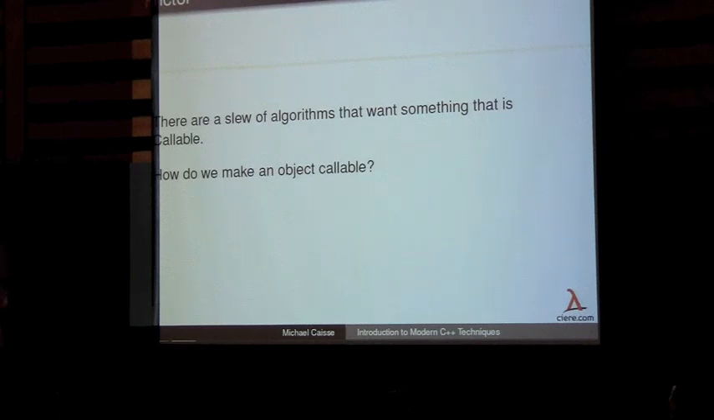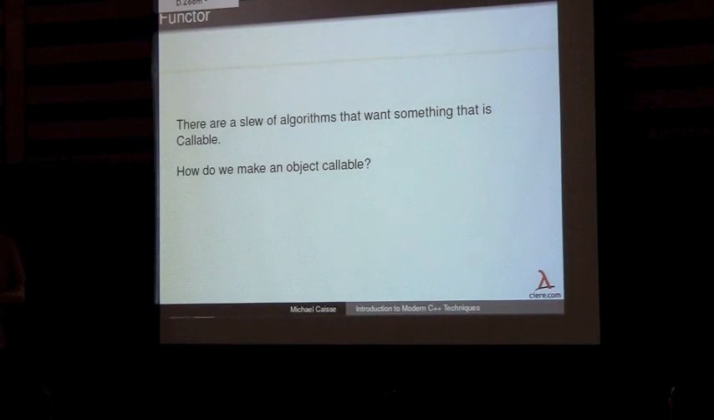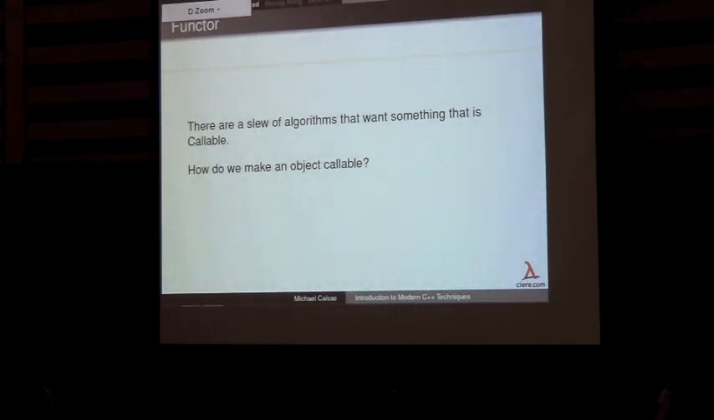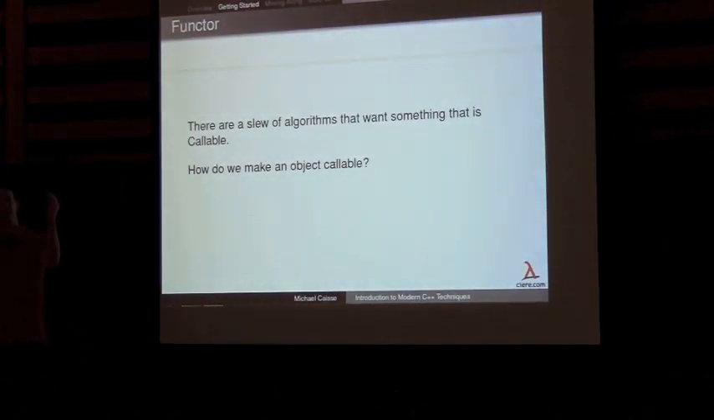All right, so there are slews of algorithms that work on function objects. Yes? Why shouldn't we use a function with static variables, since in that case we can also store the state? What's the benefit of that? So we have an idea of why you might want to use a functor instead of a method.